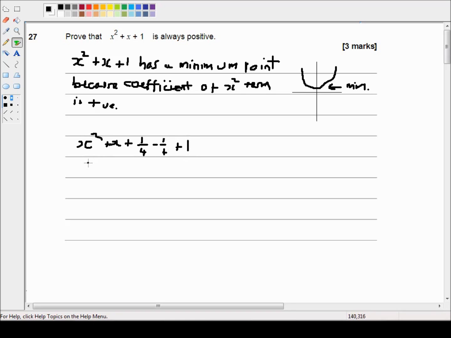And now I can factorise this as x plus 1/2 squared, minus a quarter plus 1, which is the same as 1 minus a quarter. If you've got a whole piece of a cake and you subtract a quarter of it, you're left with 3/4, so this is just 3/4.